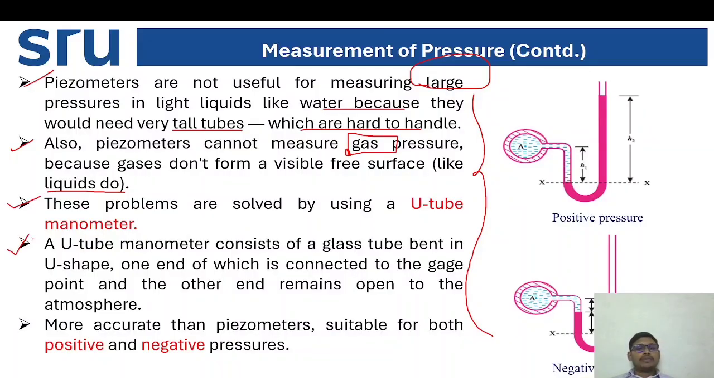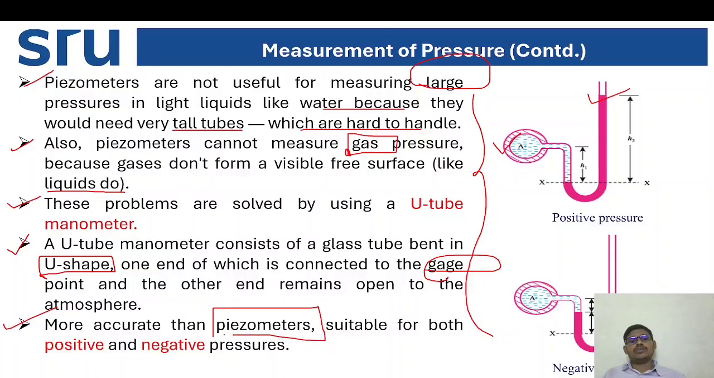A U-tube manometer consists of a glass tube bent in a U shape, and one end of it is connected to the gauge point and the other end is open to the atmosphere. You can see one end is connected to the gauge and the other end is open to the atmosphere. That is how the U-tube manometer looks. So that's what it is, a U shape, and it is more accurate than a piezometer.